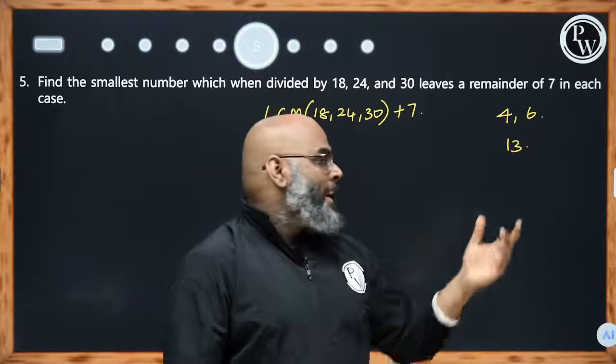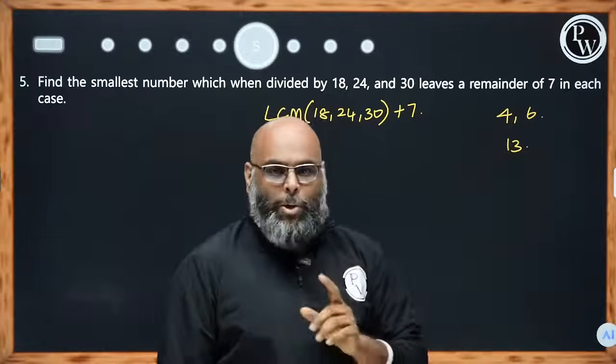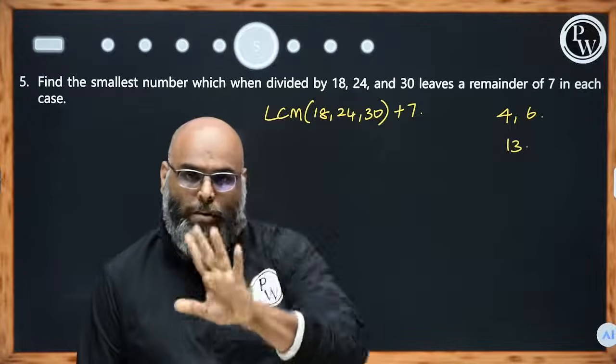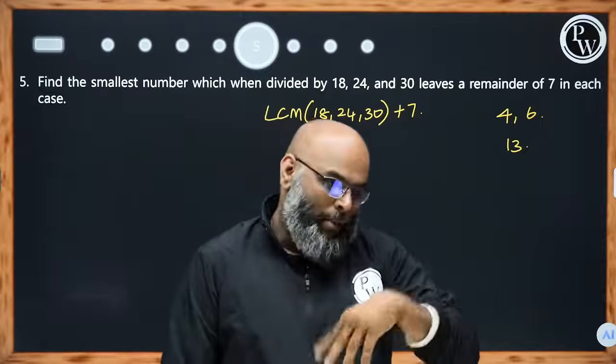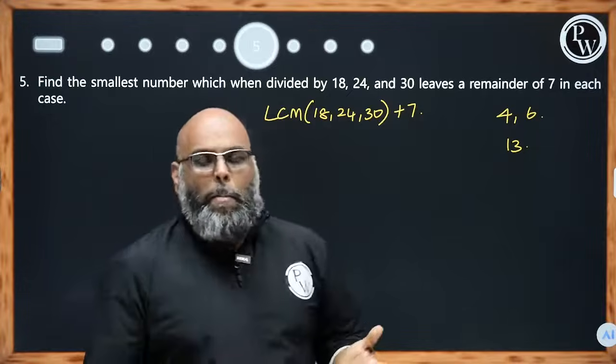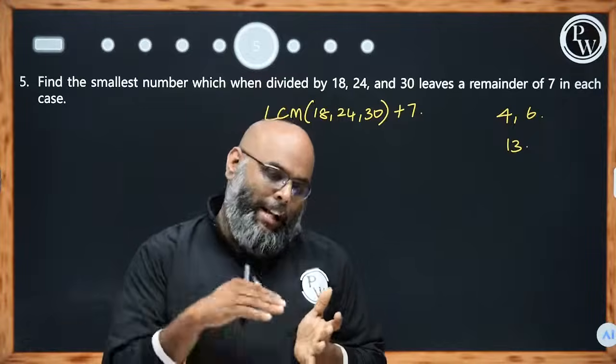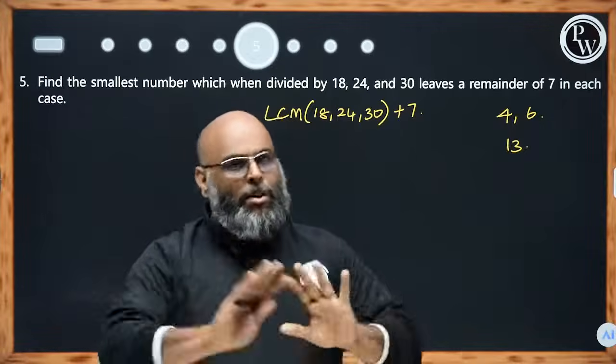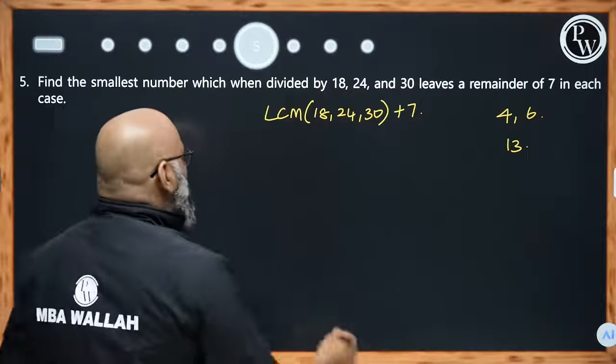So I am simply taking the LCM of 4 and 6, adding 1 to it, because I said smallest number with the remainder 1, right? I would have done this. I am doing the same logic over here: find the LCM and then add 7 to it. We are through. So what would be the LCM?